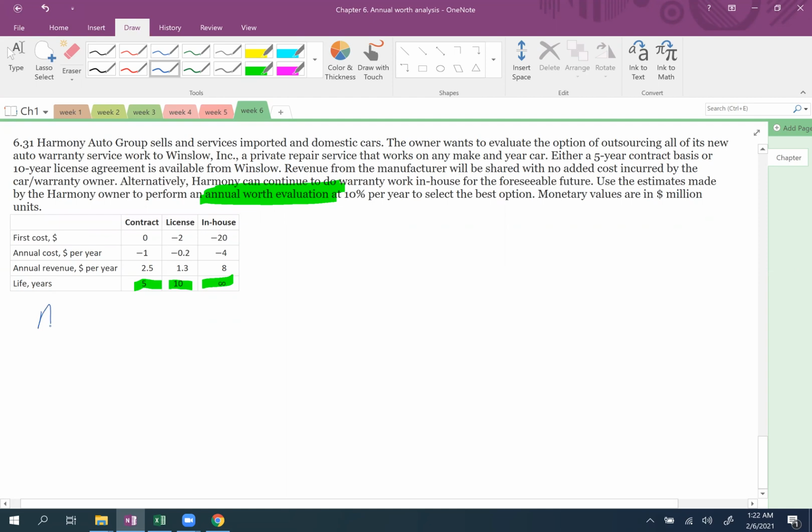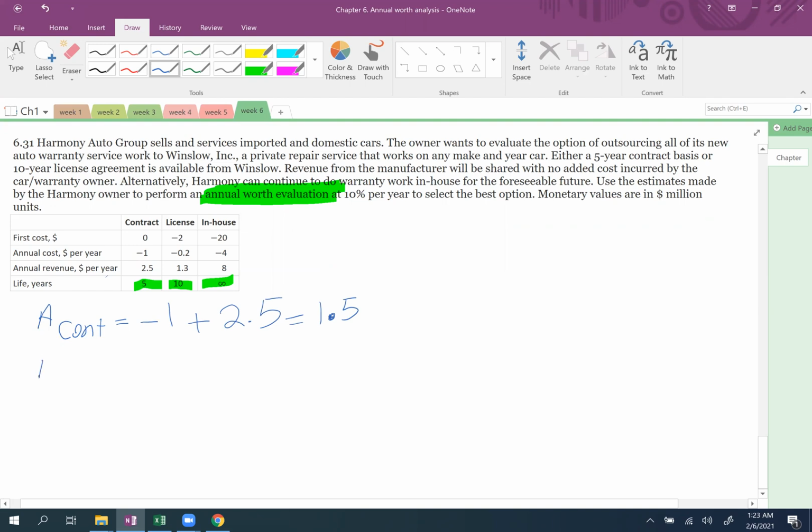So let's say I want to calculate the annual worth of the contract option. It doesn't have any first cost, but annual cost is $1 million per year. So it's annual cost, which is already given yearly, plus revenue per year, which is already given per year, so it's already an annual value. It will be 2.5 minus 1, so 1.5. Really, all I had to do for the first alternative is 1.5.